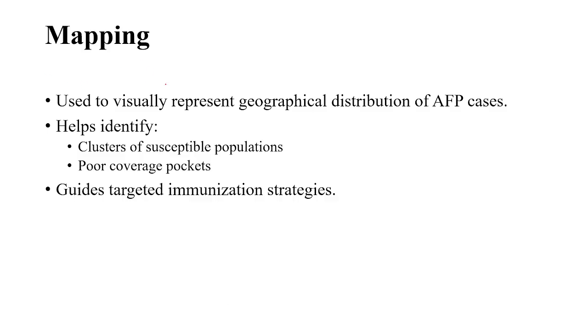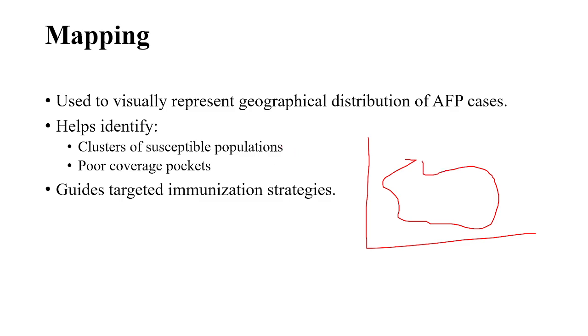Next, I have mapping. What is mapping? Mapping is to plot the data. Suppose I have a map of a place. I will just plot whatever the location is. This is called mapping. This will help you to cover poor coverage pockets, that is, where the immunization is poor, and clusters of susceptible populations are easy to identify. It will help you to guide targeted immunization strategies.